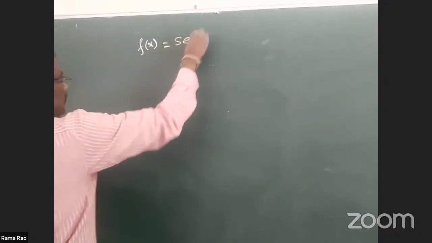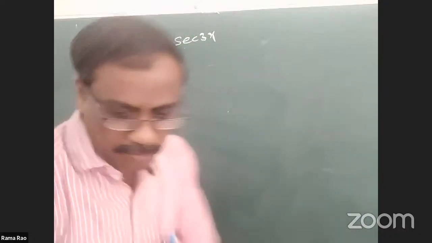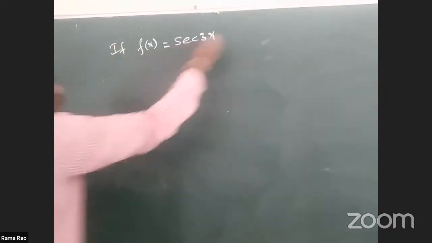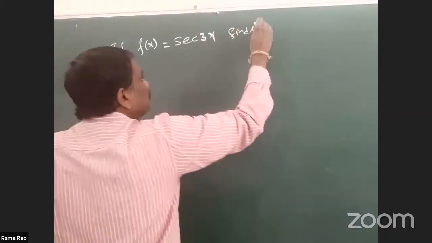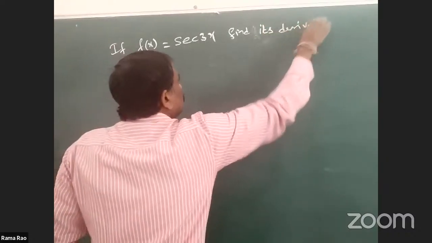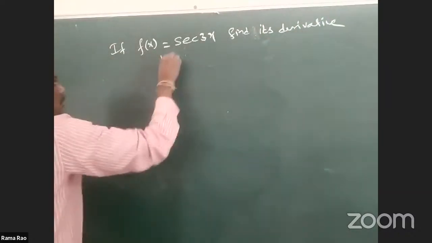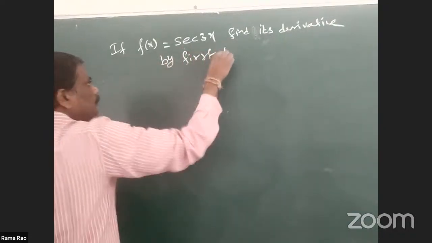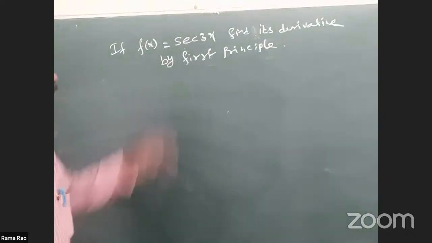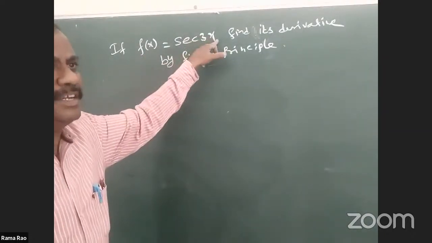f(x) is equal to sec 3x. This is the homework problem using the first principle. Find its derivative by first principle. How to solve it? f(x) is equal to sec 3x.